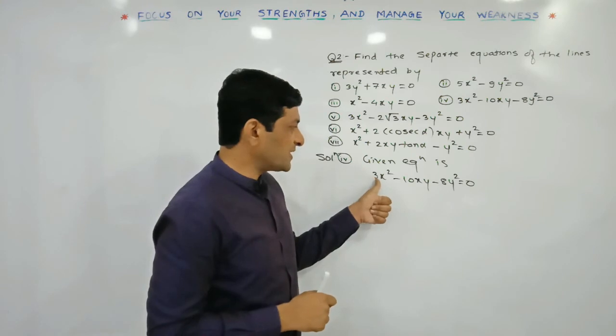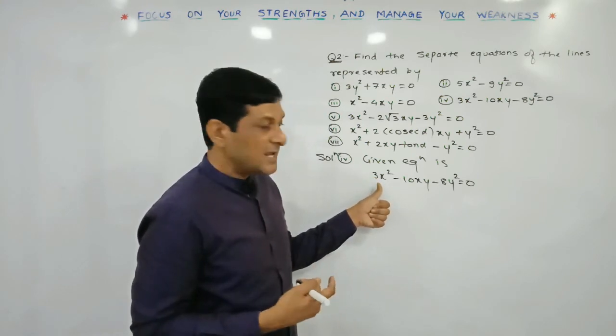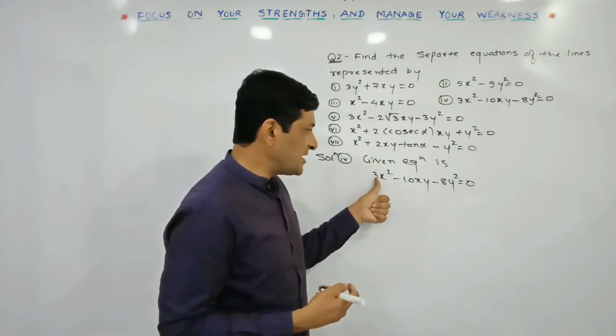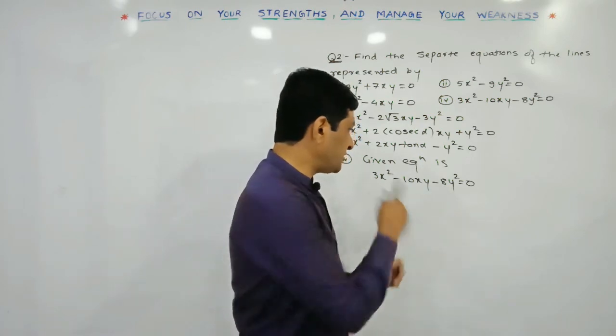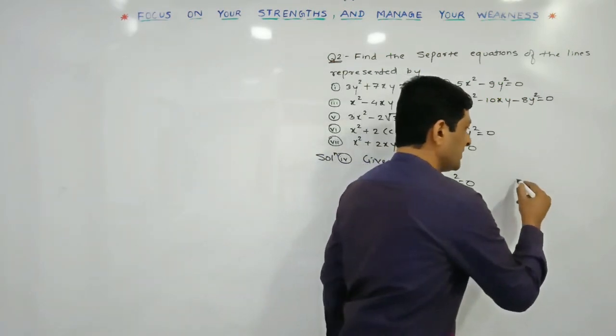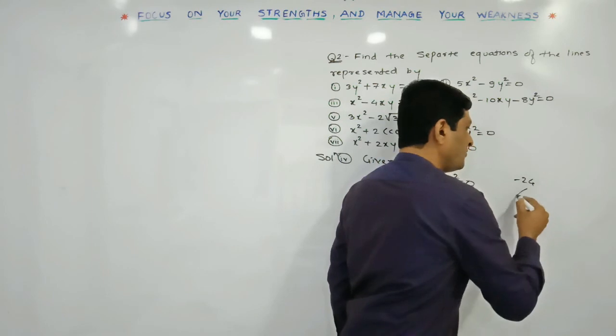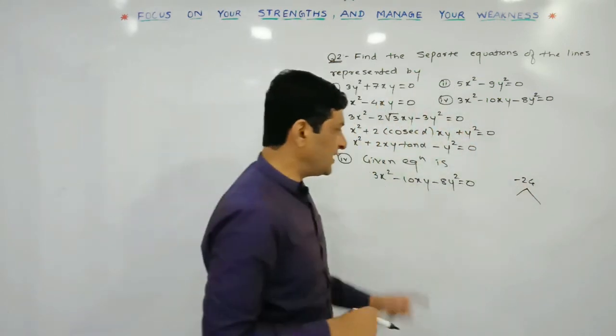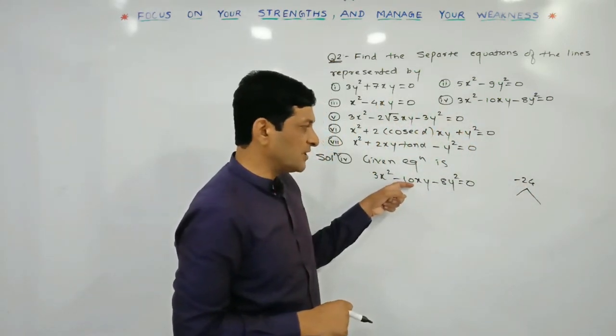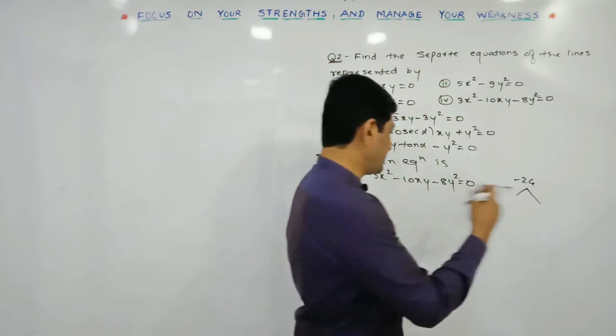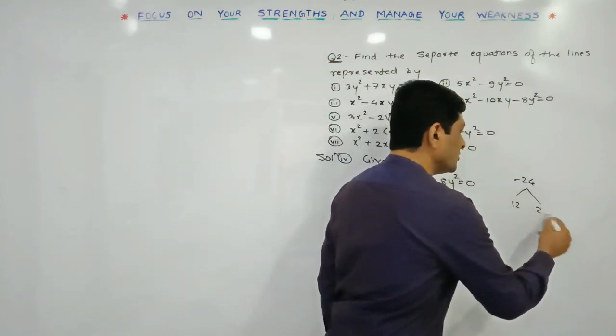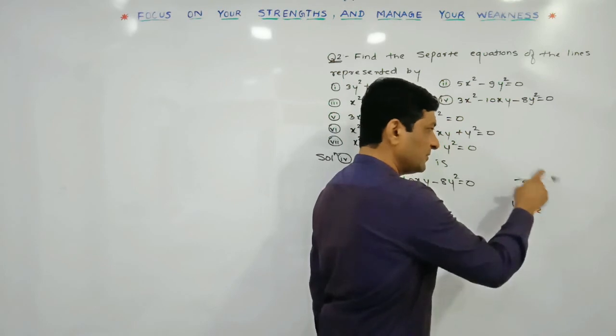Here the coefficient of x² is 3, meaning other than 1. In such cases, multiply 3 by -8. 3 into -8 will be equal to -24. Now we are finding factors of -24 such that the addition will be equal to -10. So here its factors are 12 into 2, which is 24. But we will require -24.